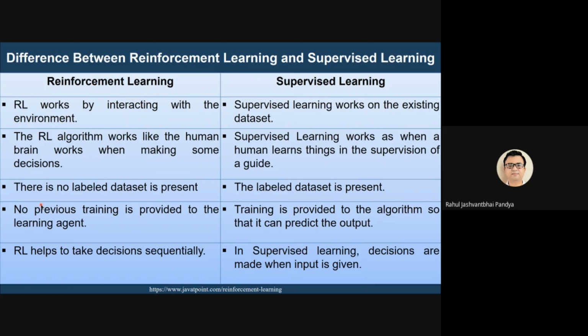There is no labeled data set present in reinforcement learning, whereas in supervised learning, we must provide the labeled data set, because based on those features, it's going to segregate the inputs, right? During the training, it's going to be trained that these are my set of features and this is how the object looks like, and then further it will segregate when you give it input during the testing or during the real job. No previous training is provided to the learning agent.